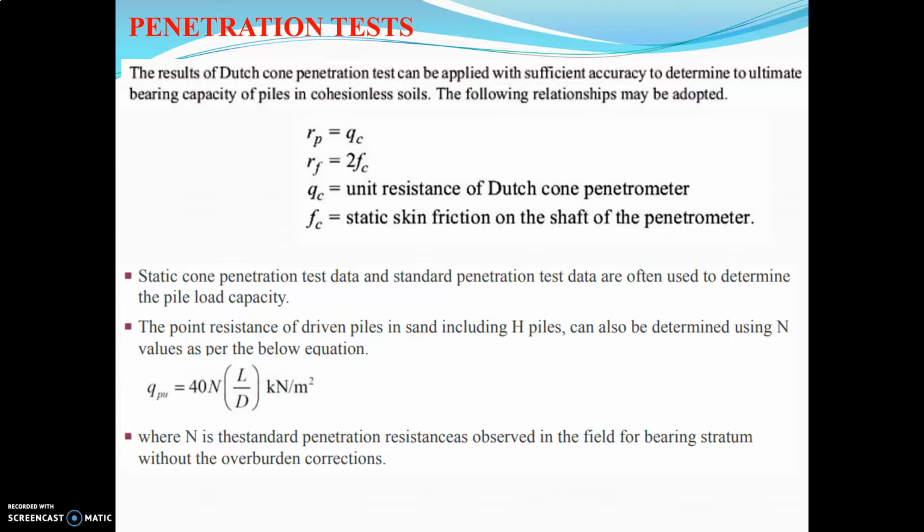The static cone penetration test data and standard penetration test data are often used to determine the pile load capacity. The point resistance of driven piles in sand, including edge piles, can also be determined using N values as per the below equation. That is QPU, the allowable bearing capacity or resistance, is equal to 40 times N into L divided by D kilonewton per meter, where N is the standard penetration resistance observed in the field for bearing strata without the overburden corrections. So this is about penetration test.